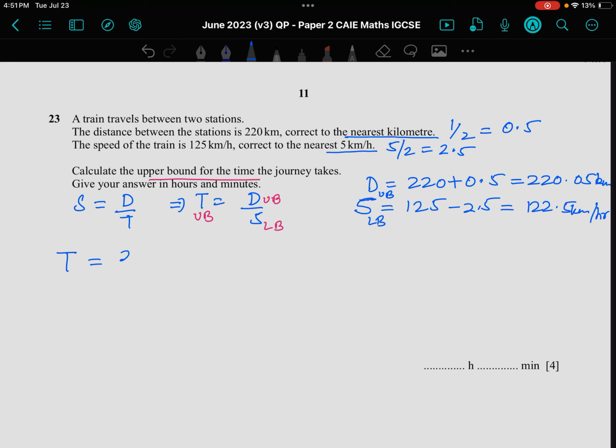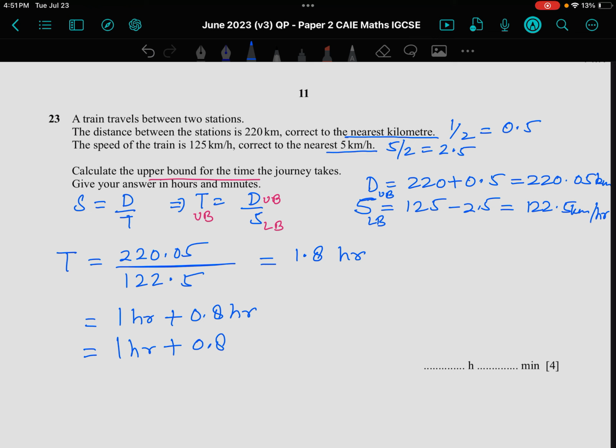So I will take here 220.5 divided by 122.5. So when we divide this, I will get 1.8 hours. So it can be written as 1 hour plus 0.8 hour, 1 hour, and change 0.8 hours into minutes by multiplying by 60. So 1 hour plus, 8 6s are 48. So that means 1 hour 48 minutes is my answer.